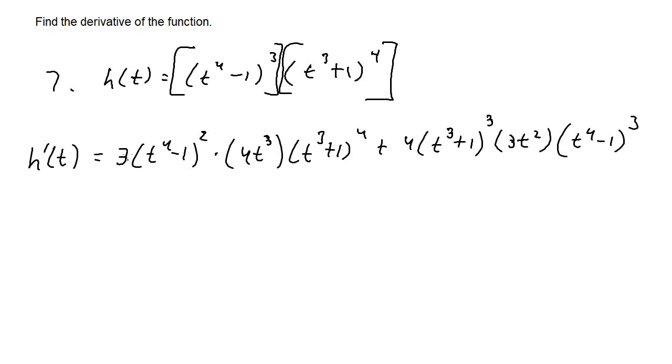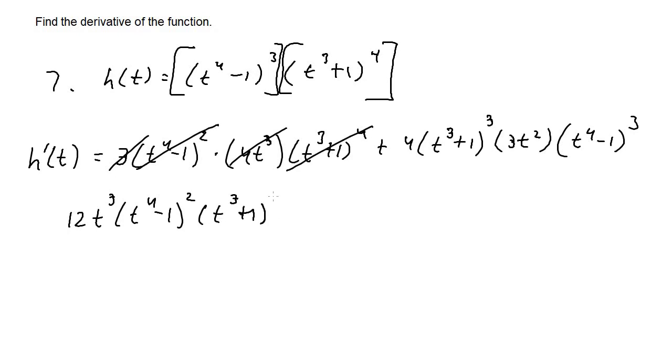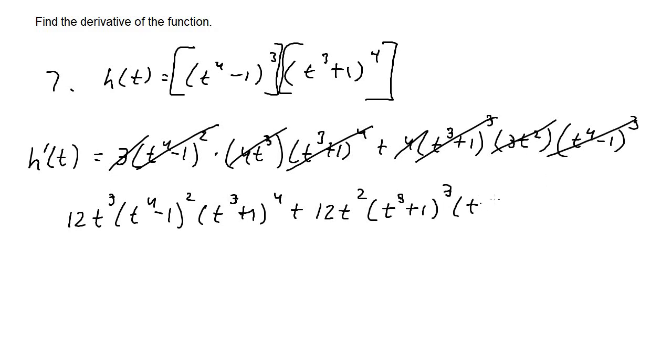So now simplifying here, we have 3 times 4t cubed. Let's say that is 12t cubed. We have times t to the 4th minus 1 squared, and then times t cubed plus 1 to the 4th power. And then we have plus here. 4 times 3t squared is 12t squared. And then we have times t cubed plus 1 cubed. And then finally times t to the 4th minus 1 cubed. And that's going to be the final answer for h prime of t.